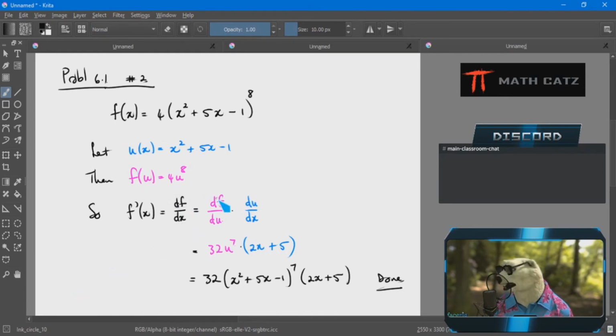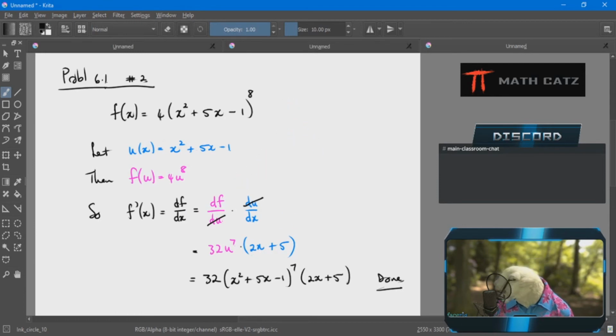Because now if I temporarily see these as fractions, then I see, oh, there's a du at the bottom, there's a du at the top, then I get a df left at the top and a dx at the bottom. So I can use their fraction properties and cancel common factors like I would for fractions. And if I get the original back, then the chain rule is set up correctly.